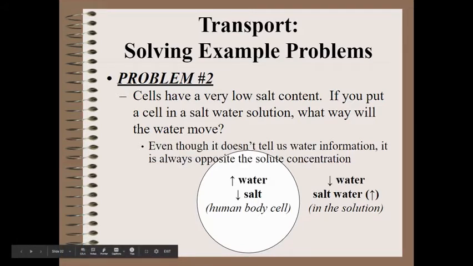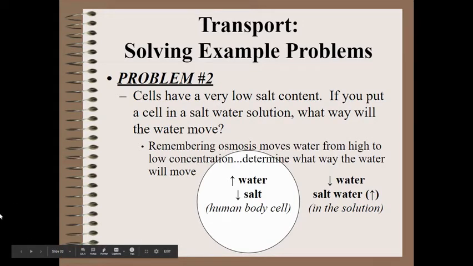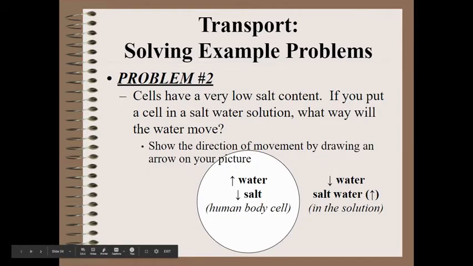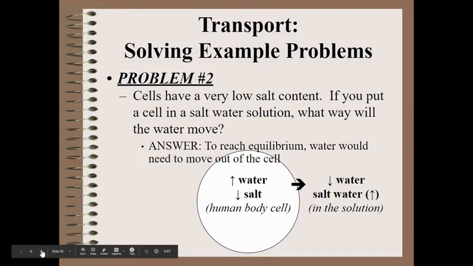Next, even though it doesn't tell us water information, it is always opposite the solute concentration. So if we are low salt in the cell, we have a high water concentration. And if we have a high saltwater concentration in the solution, we have a low water concentration in the solution. And remembering that osmosis moves water from high to low concentration, we should be able to determine what way the water will move. And we'll show that by drawing an arrow on the picture. In this case, to reach equilibrium, water would need to move out of the cell.